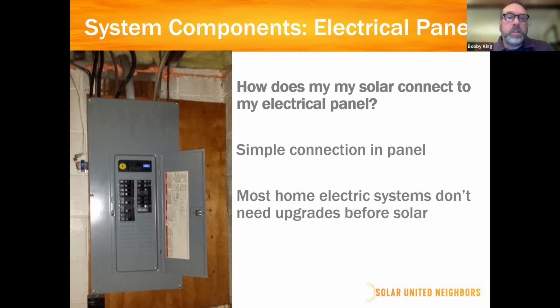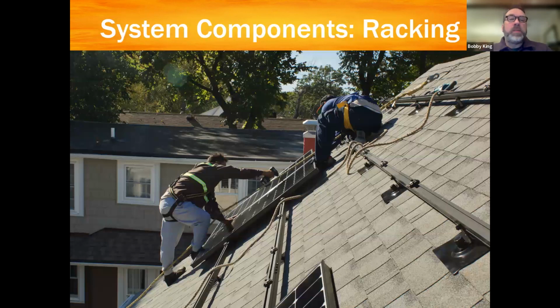The next slide. Then the next part of a system is getting it on your roof. So you can see the metal bars running parallel with the roof line. Those are the rails that the solar panels will go on, and you could see someone affixing the solar panels to those rails. And those rails, of course, have to be affixed to your roof. Hit the next slide there, Vincent.